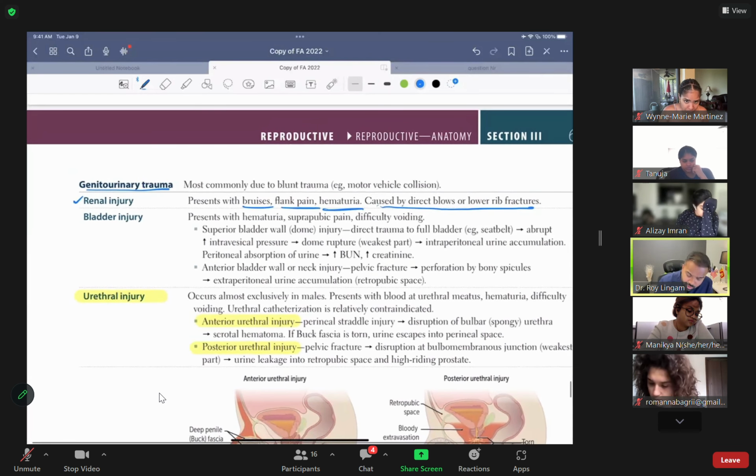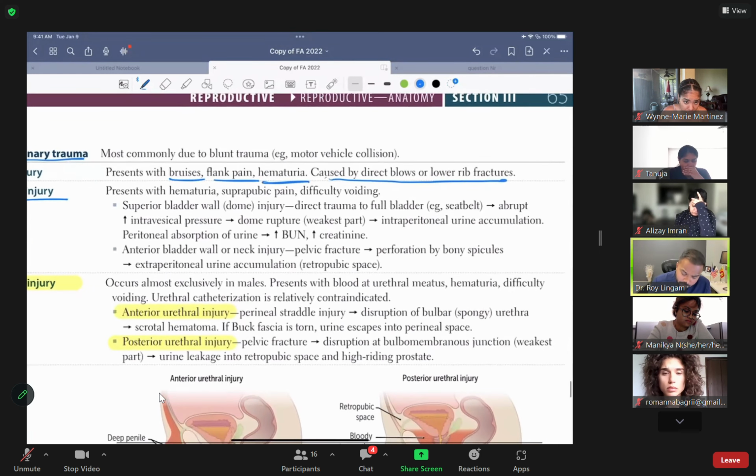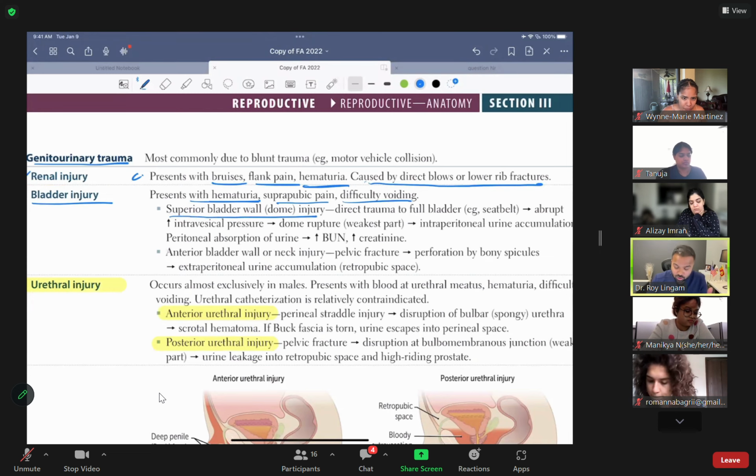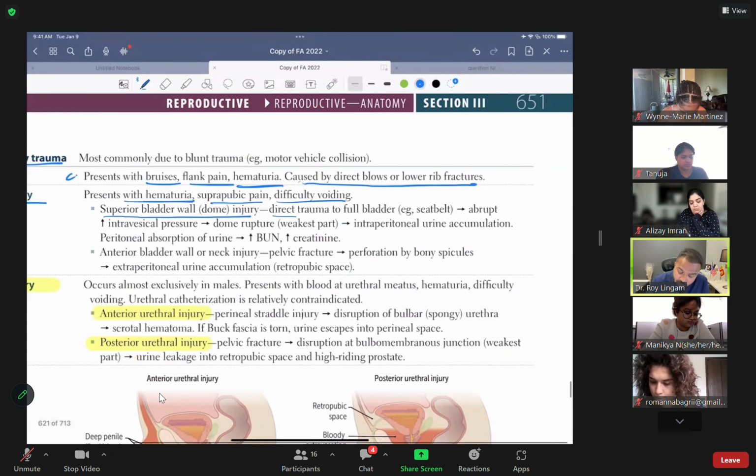And the next one, bladder injury, folks. Okay, urinary bladder injury. It presents with hematuria. But remember, in the kidney there are casts; here there are not. So that will be clear, folks. And some suprapubic pain, difficulty voiding. There's a superior bladder wall injury, which we call the dome, the top part, upper part. It's from direct trauma to the bladder, like a seatbelt injury.